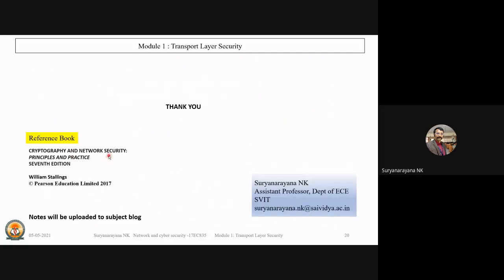So this is the reference textbook for module 1.